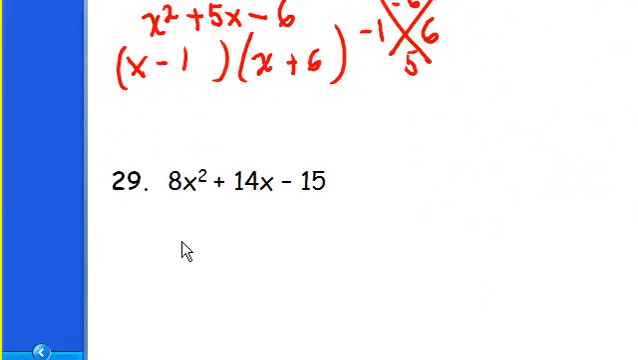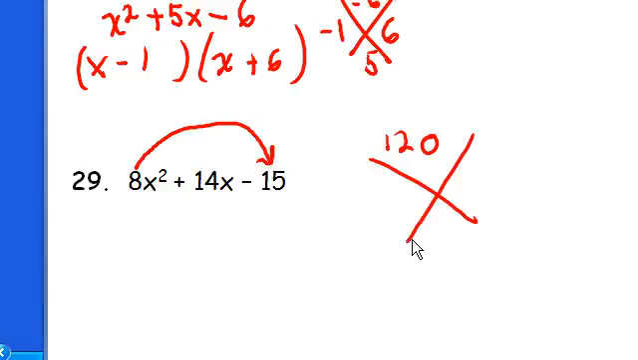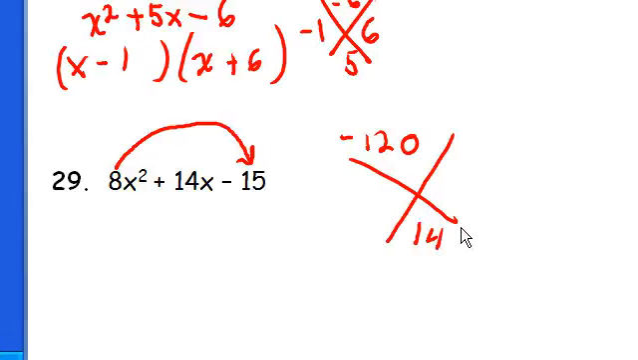Okay, let's come over to number 29 here. Okay, let's start to do our process for 29. I don't notice any special cases, and we can't readily factor anything out. So 8 times 15 is 120. What two numbers multiply to negative 120, because that's a negative 15, but add to 14?